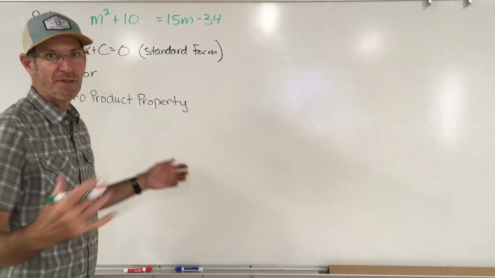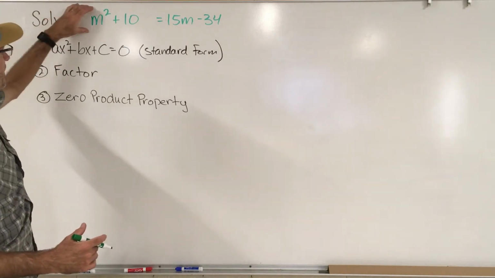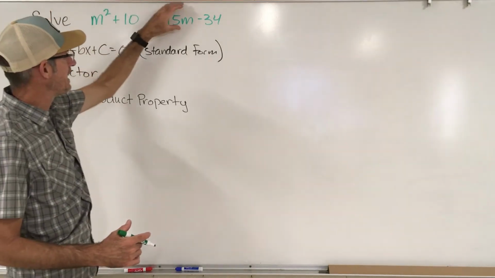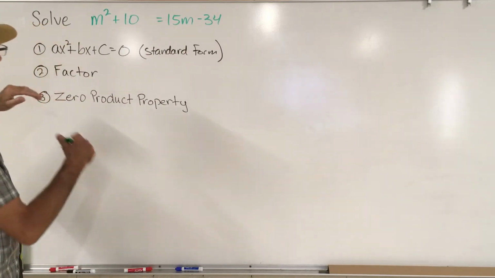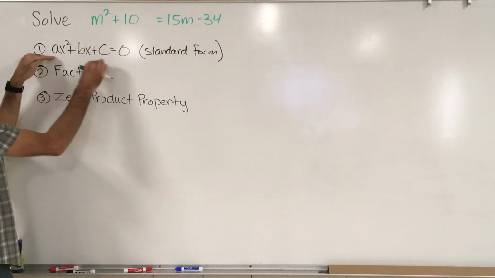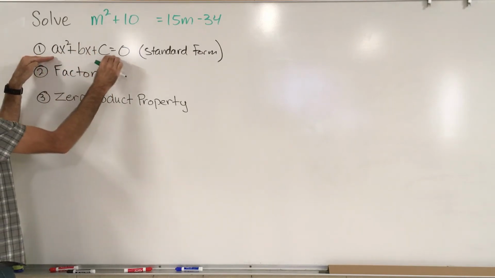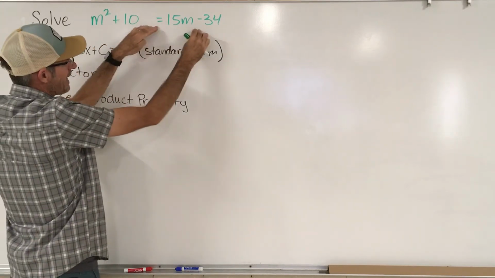So here we go again. But this problem has one step that the last problem doesn't have. Our equation is m squared plus 10 equals 15m minus 34. And that is a quadratic equation because of the m squared, but it's not in standard form. Standard form is ax squared plus bx plus c equals 0. Ours does not equal 0.